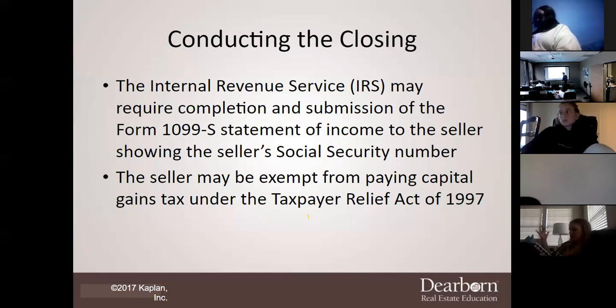And you will need to remember that. I remember seeing that on the test. A single person, 250,000. A married couple, 500,000 capital gains exempt. And that's just the first time.